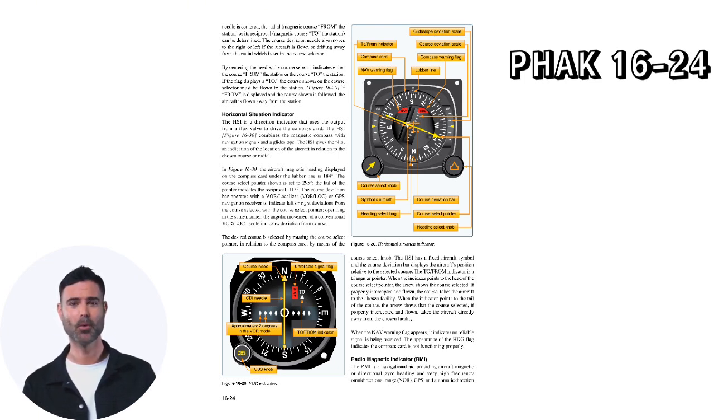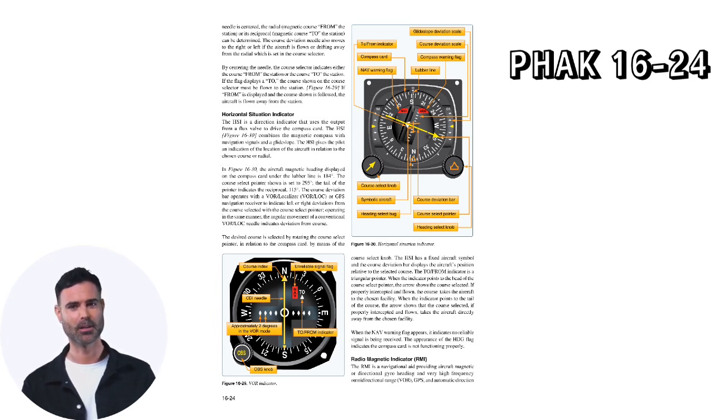When the indicator points to the tail of the course, the arrow shows that the course selected, if properly intercepted and flown, takes the aircraft directly away from the chosen facility. When the NAV warning flag appears, it indicates no reliable signal is being received. The appearance of the HDG flag indicates the compass card is not functioning properly.